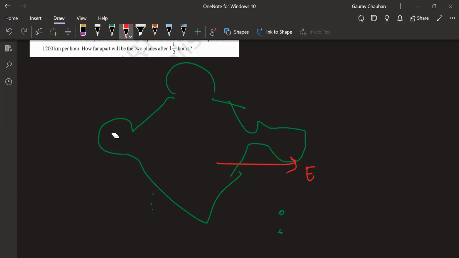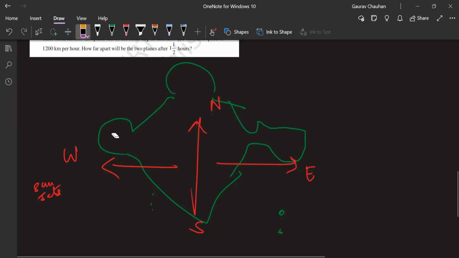Now you're facing east. So this is east, here it's north, here it's south, and here it's west. West is the opposite of where sun sets. Okay. This is a common thing. This is a very simple common thing.